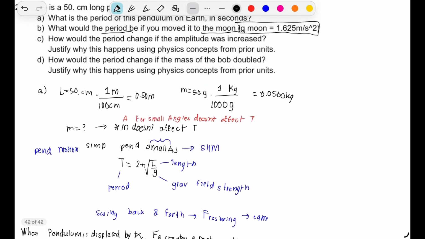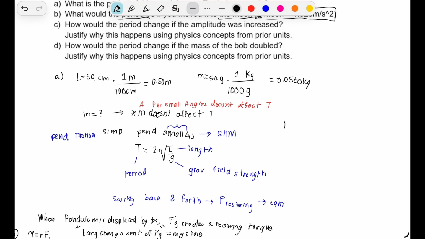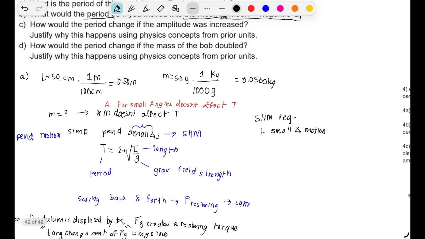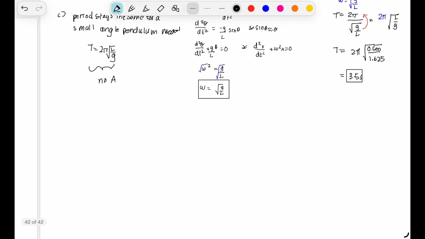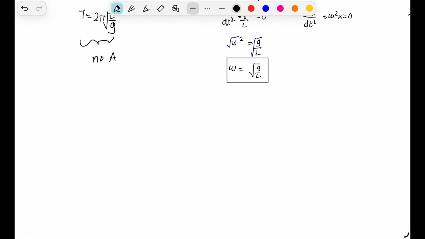So in order for simple harmonic motion to be valid, number one, you're going to need to have small angle motion, and you're going to need to have the period not affected by the amplitude. So that's what the answer is going to be. Now what you can see is that for a pendulum, when you use the small angle approximation, the torque is just going to be proportional to negative theta. And what that means is that if you have a larger amplitude, the object moves faster.